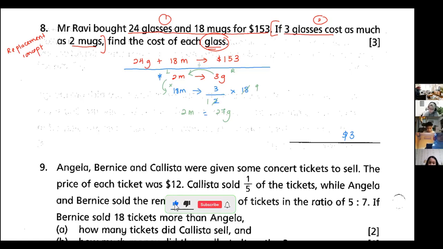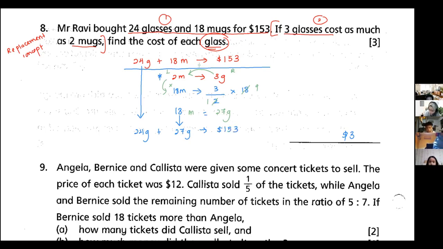Okay? So now everything is in glasses already, right? So what I do is I'm just going to rewrite this 24 glasses plus now my 18 marks is already changed to become, oh, sorry, this is not 2 marks. This is 18 marks. Okay, sorry. So the 18 marks have already changed to become 27 glasses. And this is actually a total of $153, right?